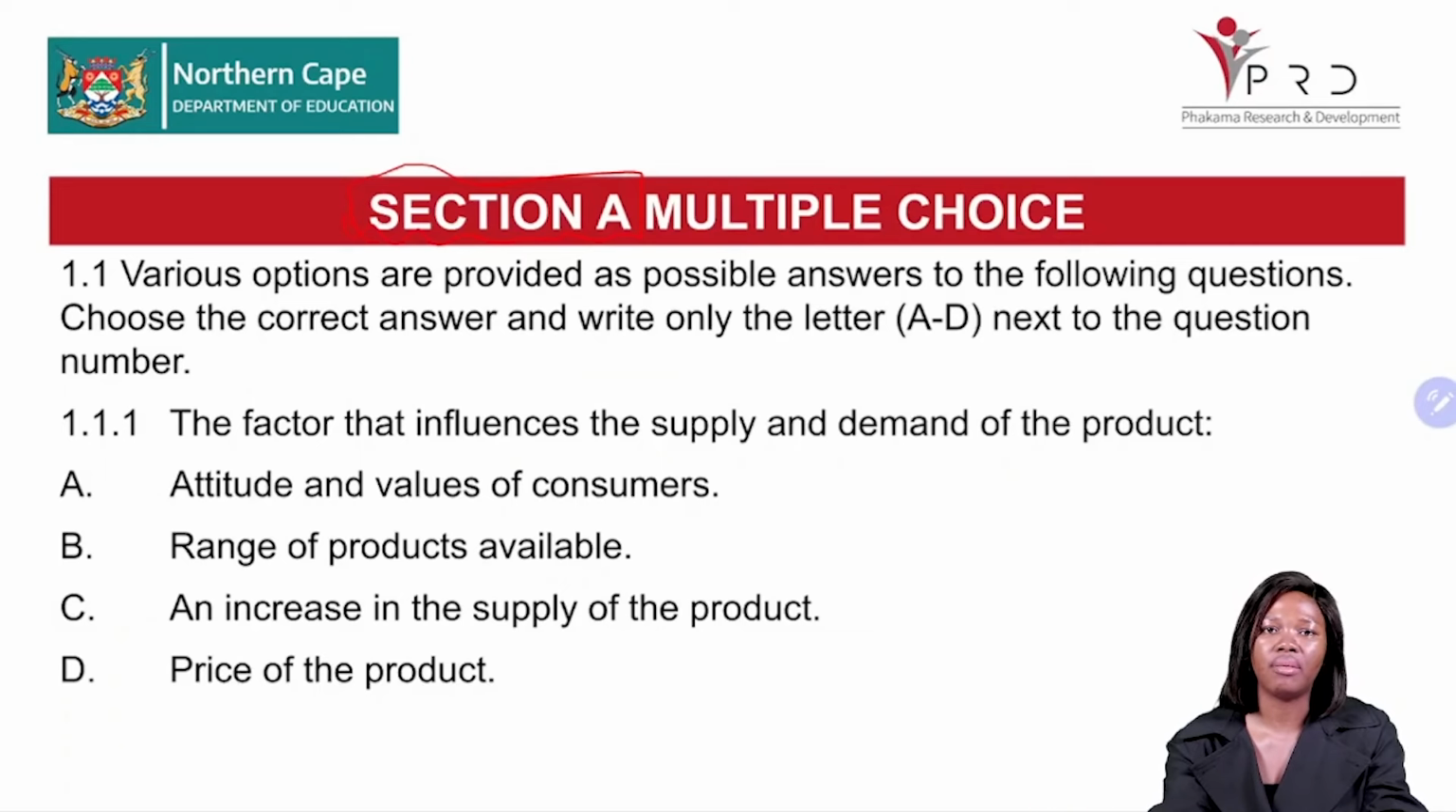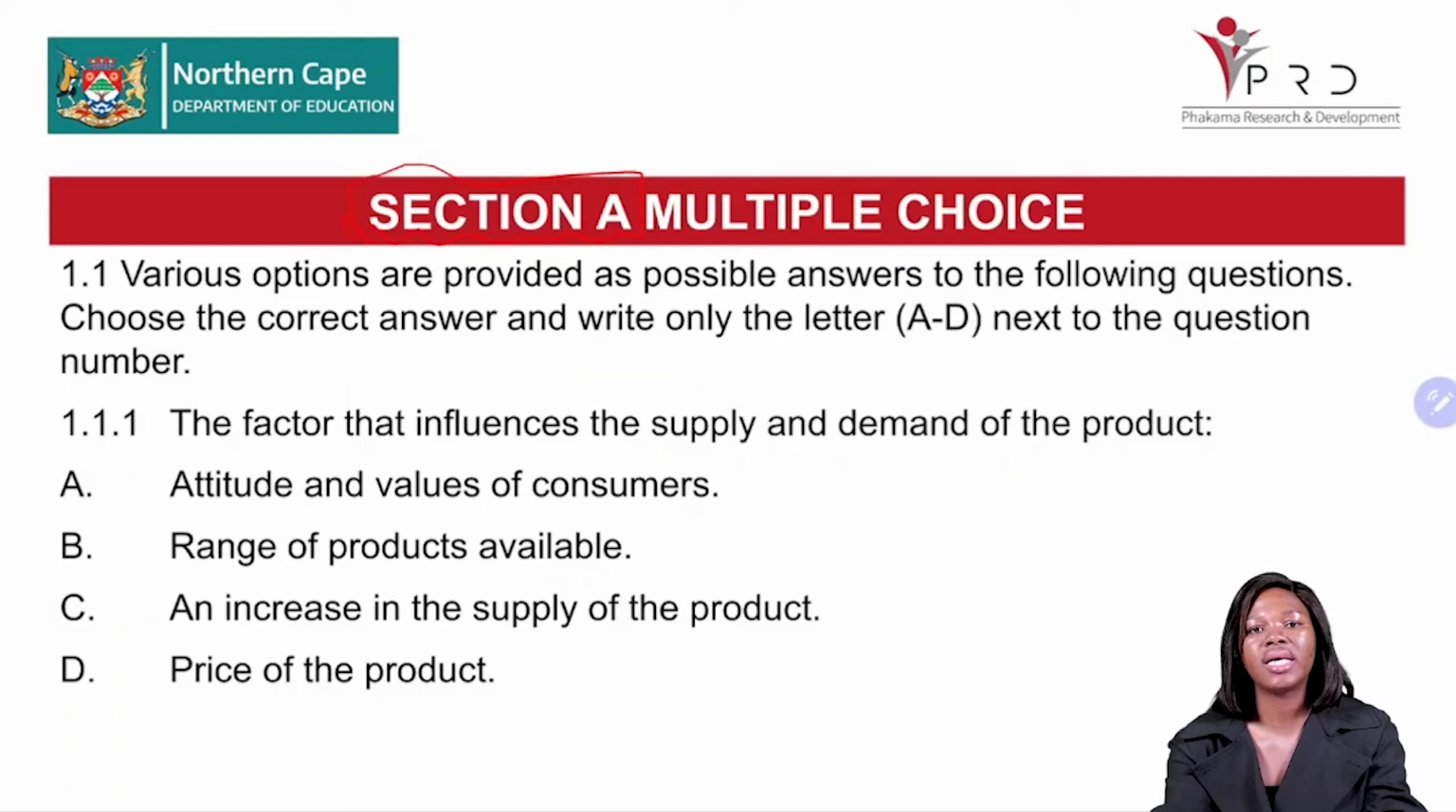We have already mentioned on our previous lessons that it has four questions: 1.1, 1.2, 1.3, and 1.4. Your 1.1 is the multiple choice questions. You only have 10 questions, and each question scores 2 marks, so in total for the multiple choice you have 20 marks. On your column A and B, you have only 5 questions, and each question has 2 marks, so it is out of 10 marks.